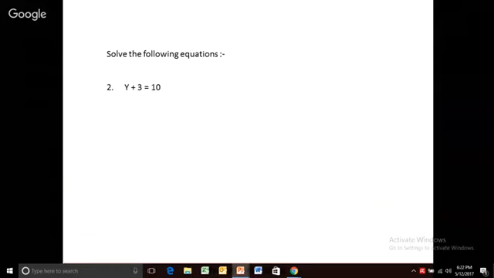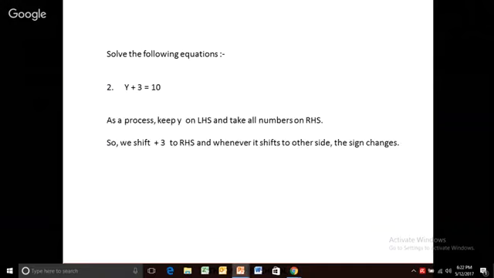Y plus 3 is equal to 10. Again here we will be solving for y. So keep y on left hand side, shift plus 3 to right hand side, and whenever it shifts to other side the sign changes. So from plus 3 it will become minus 3. So y is equal to 10 minus 3 is equal to 7 is the answer.